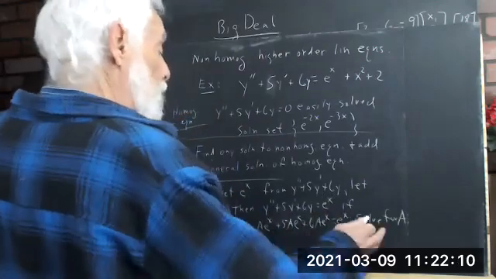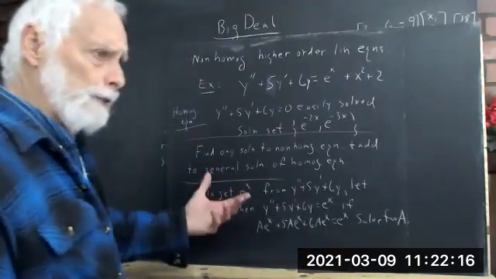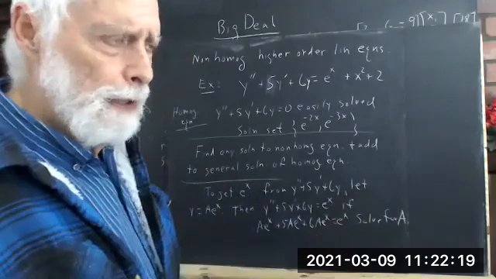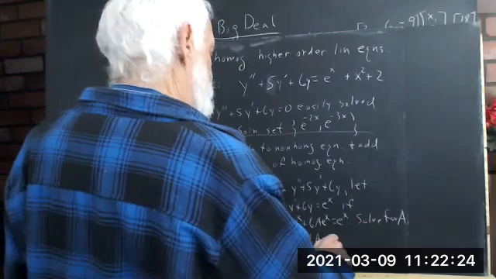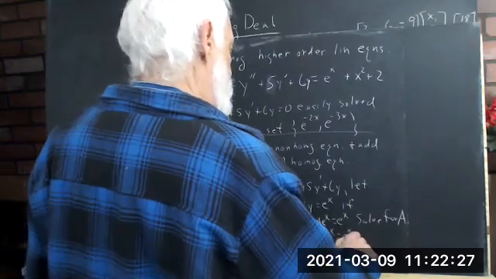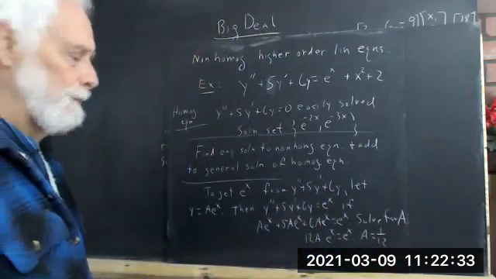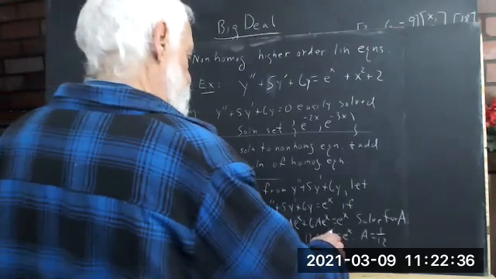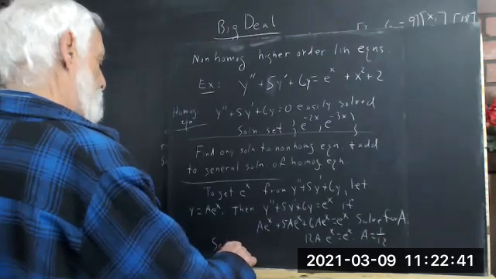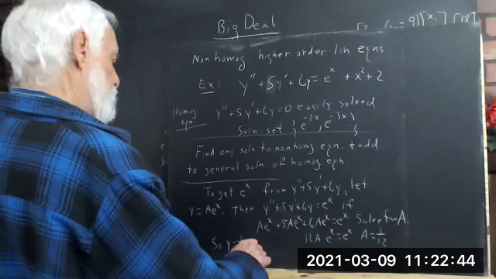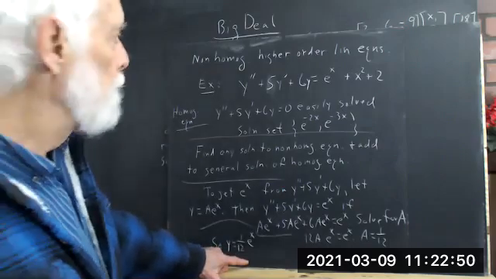This comes up to 12a e to the x. But of course, we don't need the e to the x there. We can divide it out. It's never zero, so we're not dividing by zero. We just divide out the e to the x. So we get a equals 1/12. So y is going to be 1/12 e to the x.